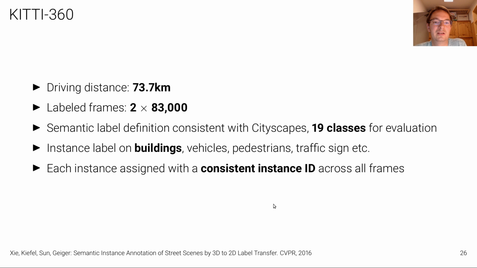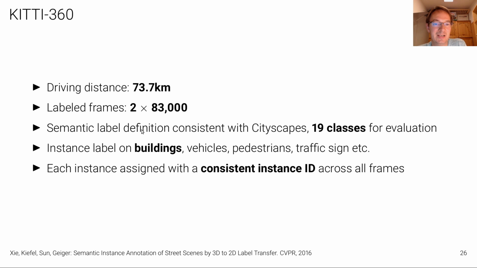It has 73 kilometers of driving and 2 times for stereo, left and right, 83,000 frames. Actually, that's slightly incorrect. We have more than 2 cameras. We have also fisheye cameras, so we have full 360-degree view. That's why it's called Kitty 360. We have a laser scanner, a push broom laser scanner that gives a wider field of coverage for the 3D points, and we have fisheye cameras for full 360-degree view.